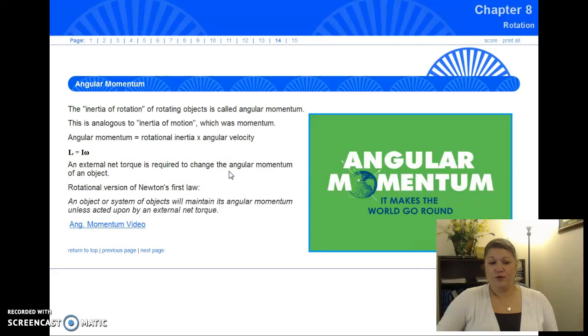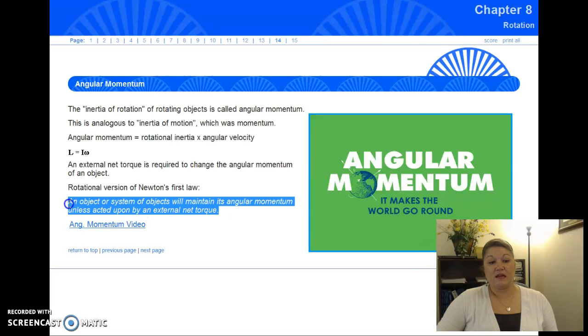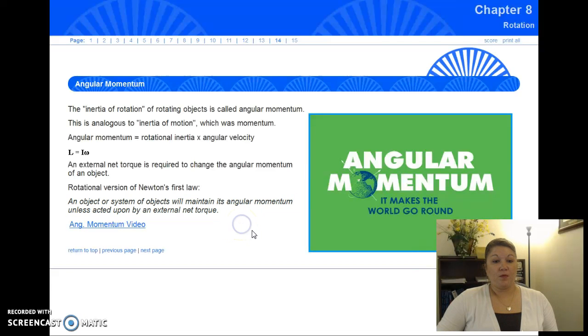So, just like a net force was required to have a change in momentum, a net torque is required to have a change in angular momentum. There's a lot of relationships here. Right? You can actually use angular momentum to rewrite, or restate, I should say, Newton's first law. Okay? Momentum is always conserved no matter if it's linear or angular.